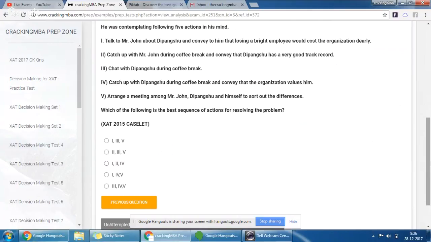What do you guys think? Everybody good with this? Okay, all good with this, right? Perfect. Let's move to the next one.